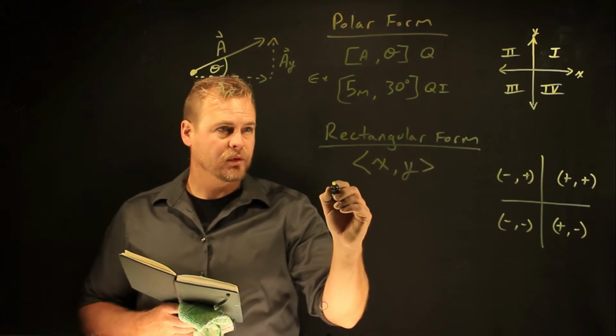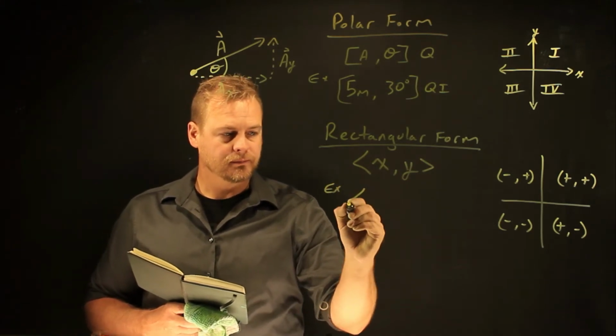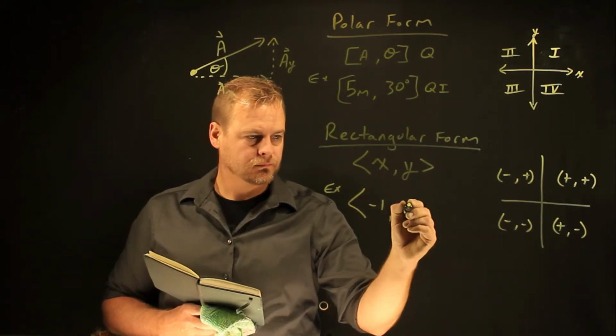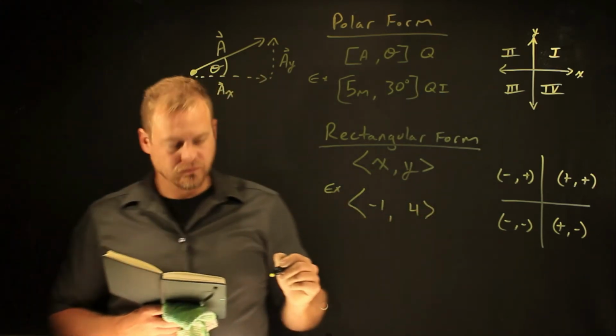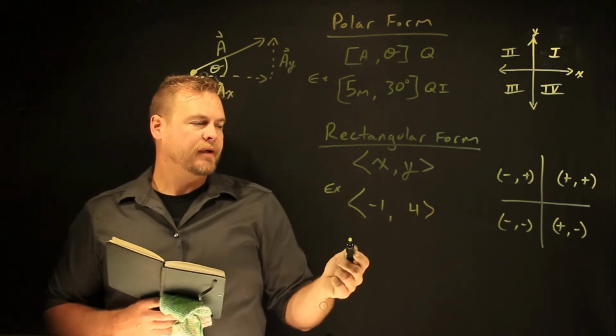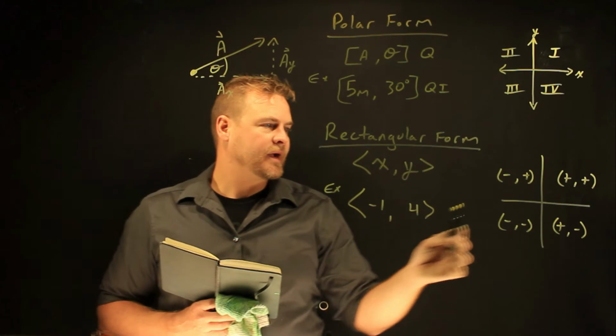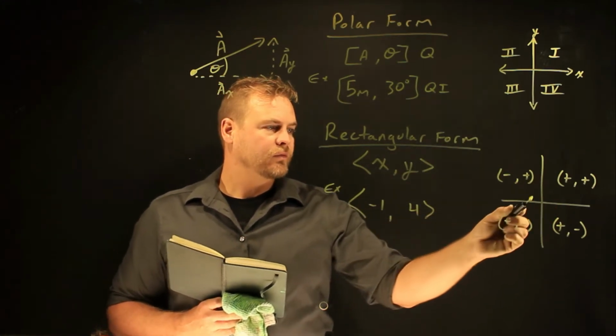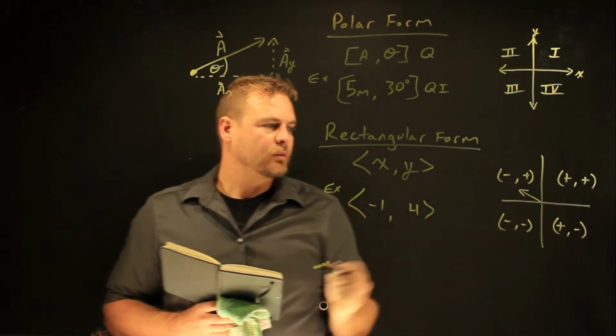And so an example, you might be negative 1, 4, and you would very obviously see that that's negative 1 in the x, so it's going to be over here, positive 4, so this vector is going to be somewhere in this area.